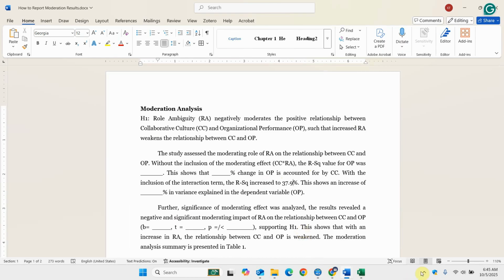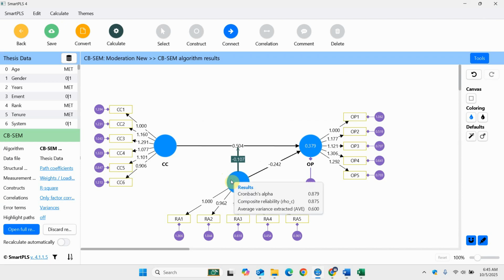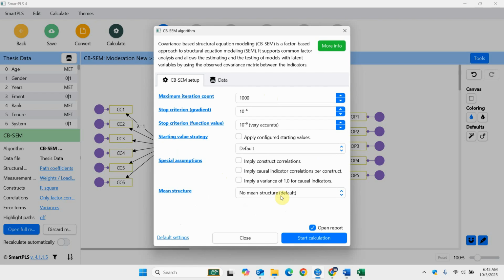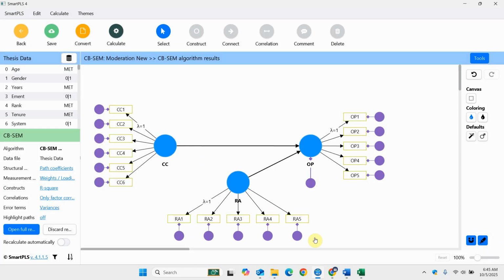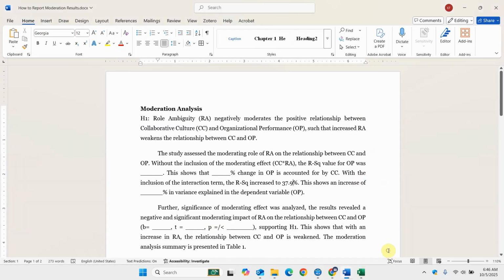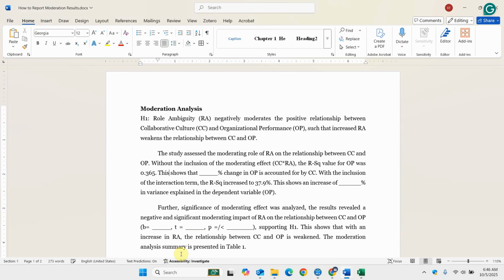So for the one without the inclusion, let's for now delete this. Select, delete, Calculate, CB-SEM algorithm, and let's start. So it was 0.365. This shows that 36.5% change in OP is accounted for by collaborative culture.